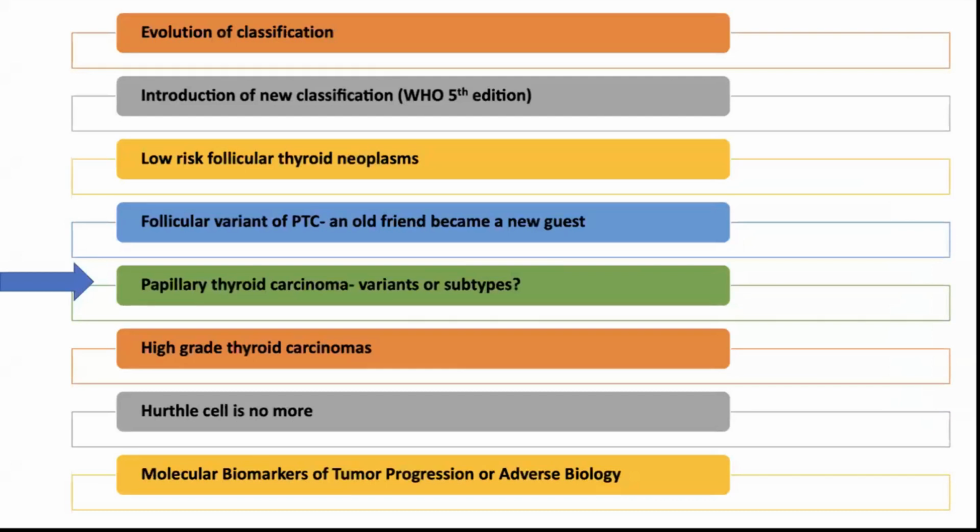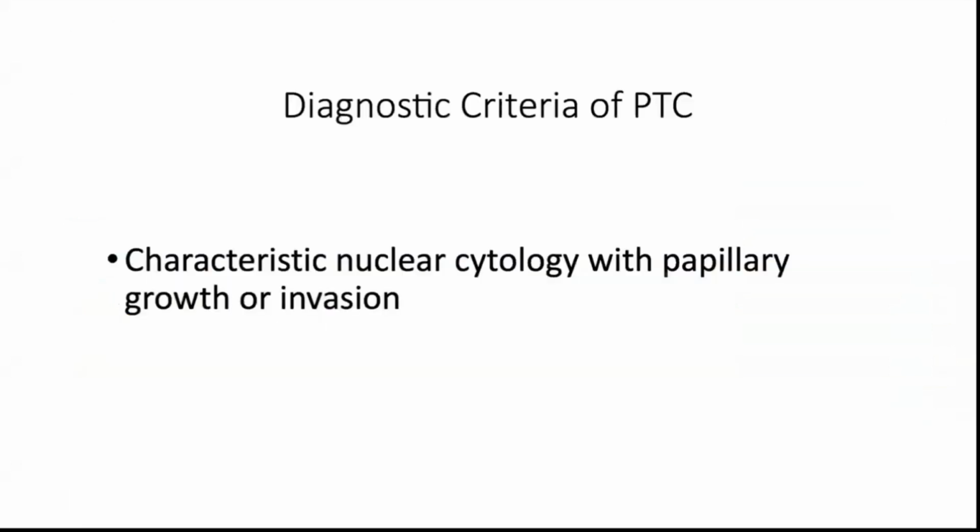So going on to papillary thyroid cancer variants or subtypes, which is actually today's topic. The characteristic nuclear cytology and papillary growth or invasion is actually the diagnostic criteria of PTC. It can be diagnosed on FNAC, but the best nuclear and other morphological features are seen on histopathological specimens.